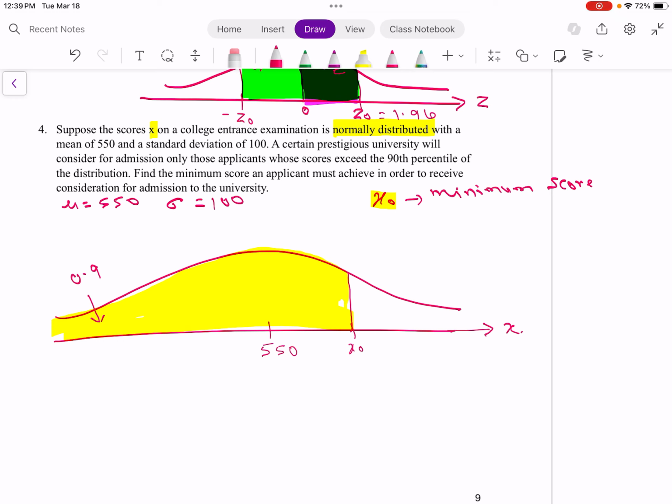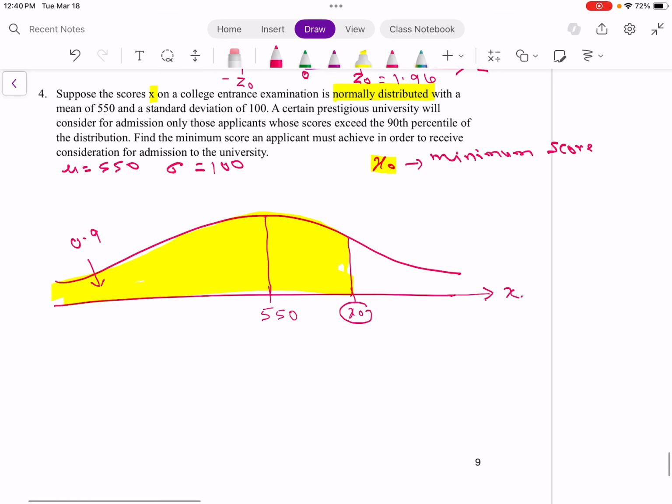Is it okay if I put X naught on the left of 550? How do we know X naught is on the right of 550? What if we have X naught here? Does this 0.9 make sense here? No, right? So X naught has to be on the right of 550. So our target is finding X naught here.